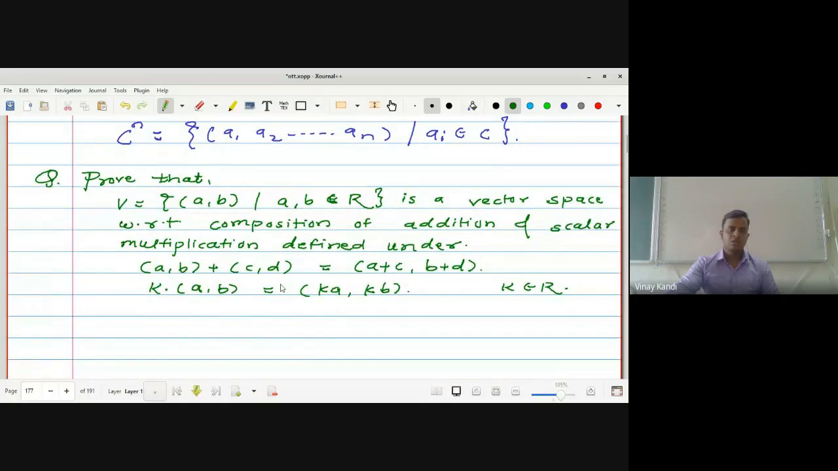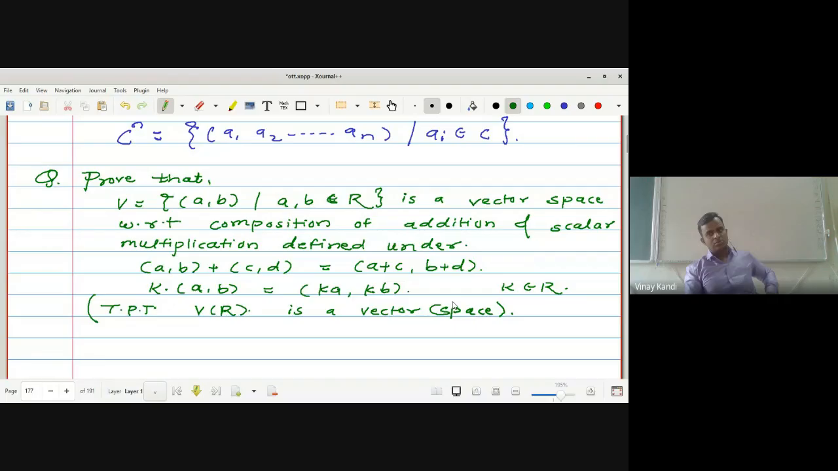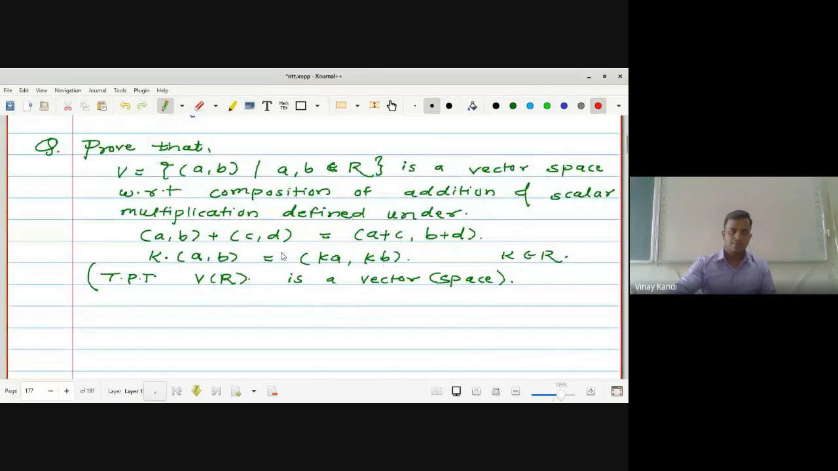So we have to prove that V over R, that is, the set of ordered tuples V over R, is a vector space. Okay, any doubt in the question? No, sir. Okay, now the solution.